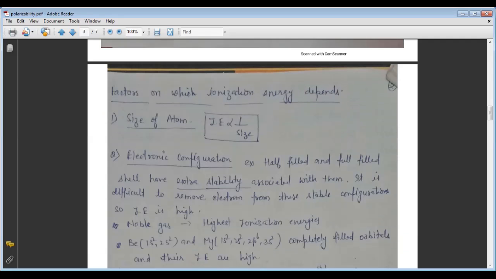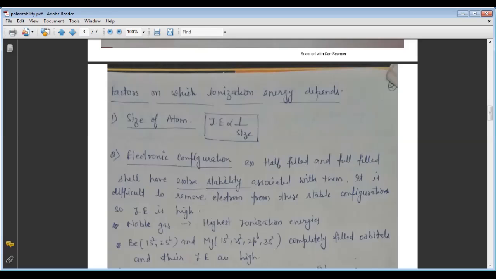Now the factors which affect the ionization energy, or the factors on which the ionization energy depends. Firstly, the size of the atom. We know that the ionization energy is inversely proportional to the size of the atom.